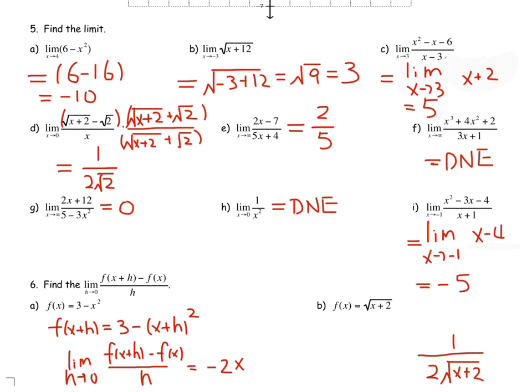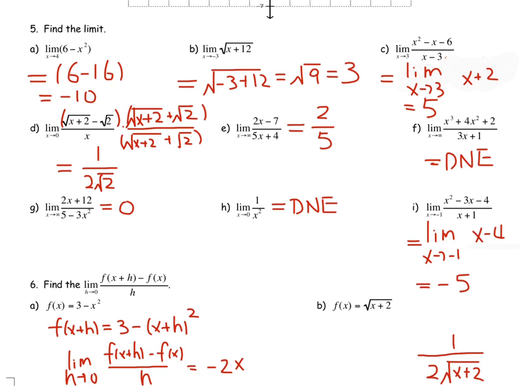Question number 5. You're asked to find the limit. Letter A, as x approaches 4. So as I plug it into the function, it will not make my denominator equal to 0. So I can go ahead and directly plug it in. 6 minus 4 squared is 16. So I have negative 10.